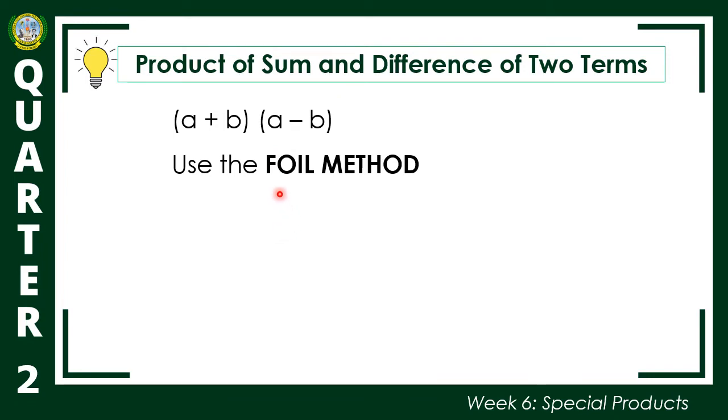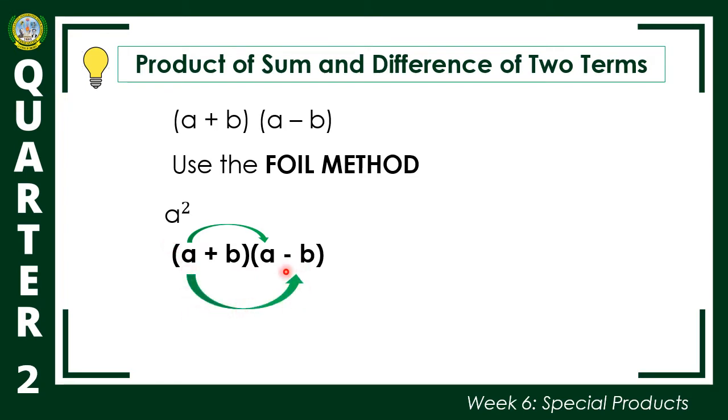So, gamitin natin ang FOIL method para ma-derive natin yung pattern na ating gagamitin in solving this kind of problems. Okay? Again, i-multiply po natin ang A plus B sa A minus B. Let's start with the first terms. A times A, of course, is A squared. And then A times negative B, again, positive times negative, is negative. Kaya the answer po is negative AB.